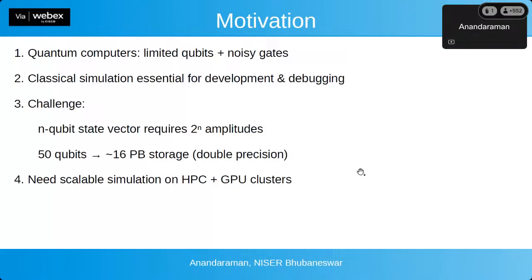So what is the motivation? Quantum computers have limited qubits, the number of qubits is very small till now. To crack the RSA algorithm, that is factorization, we need more qubits. The limited qubits we have are also noisy. An n-qubit state vector requires 2 to the power n amplitudes; for 50 qubits you need at least 16 petabytes of RAM. That is not possible. So right now we need scalable simulation on HPC plus GPU clusters.